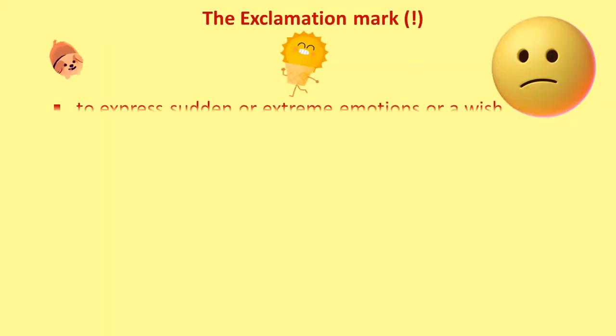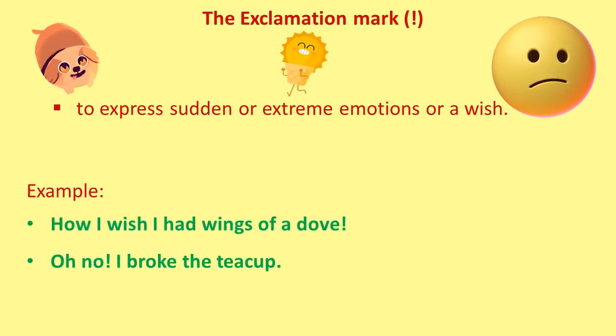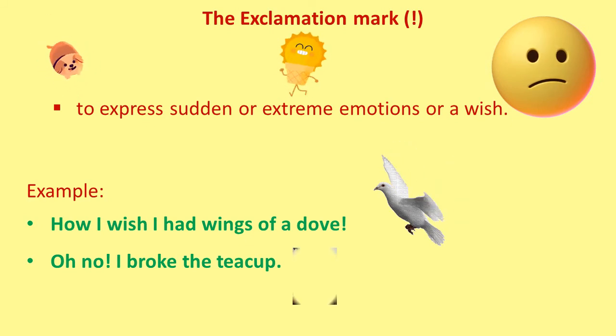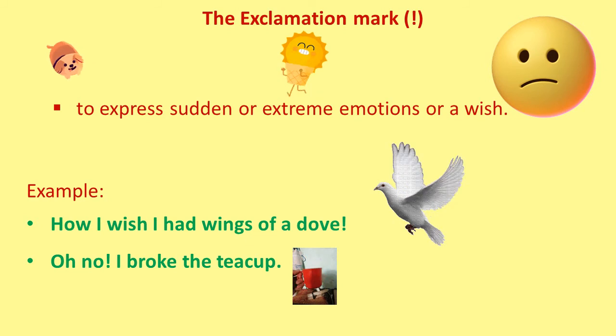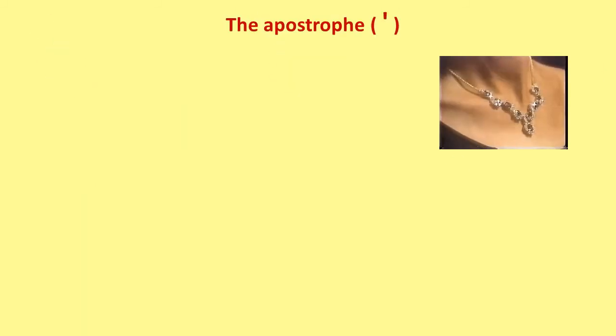Next, we have the exclamation mark. The exclamation mark is used after exclamatory words, phrases, or sentences expressing sudden or extreme emotions or a wish. For example, how I wish I had the wings of a dove! Or, oh no, I broke the teacup!